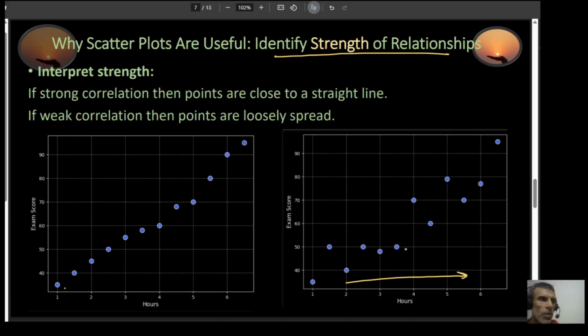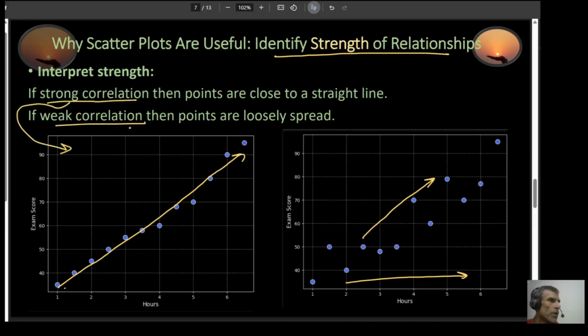his exam score is going up, but it is not going straight up. This one, on the other hand, you can tell is going straight up. So this one has a stronger correlation. This one, on the other hand, has a weaker correlation.